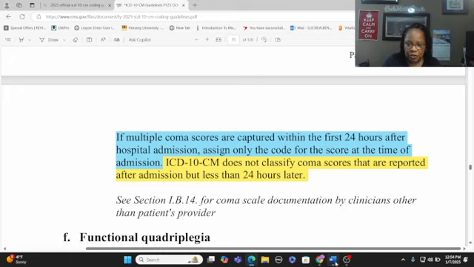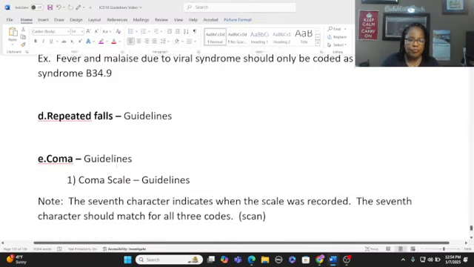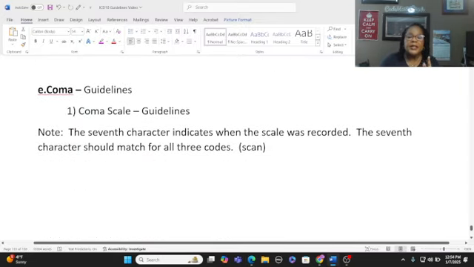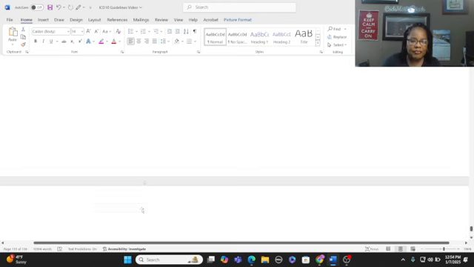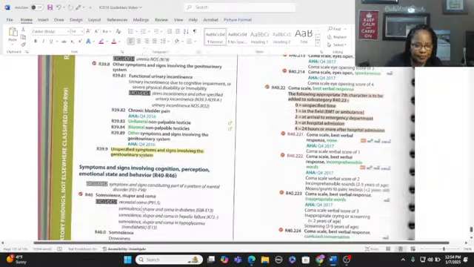So let's see if I have a note on G. Yeah, the guidelines. The seventh character, my note just says the seventh character indicates when the scale was recorded. Because remember, at the end of that guideline, it says we don't capture those after admission. The seventh character should match for all three of your codes. And I have an example, a scan in here for the R40.